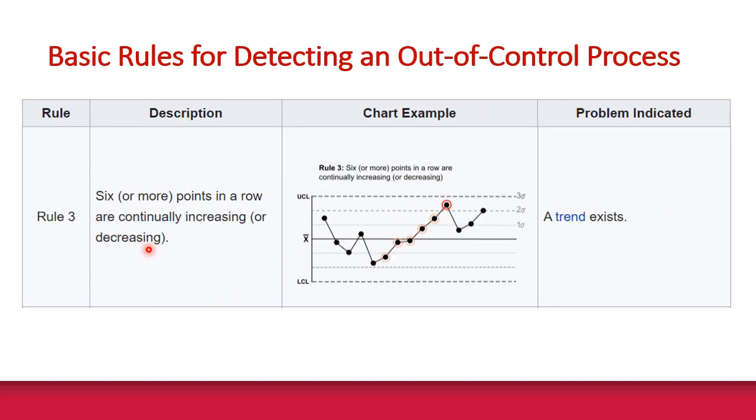Rule 3 says if 6 or more points in a row are continually increasing or continually decreasing. Here you have a case where you didn't have a point that exceeded the 3 sigma or minus 3 sigma, but you have what's known as a trend developing. This would also be very unusual. This is not natural variation. Something's causing this situation. This would be classified as an out of control process. You need to investigate to figure out what's causing this.